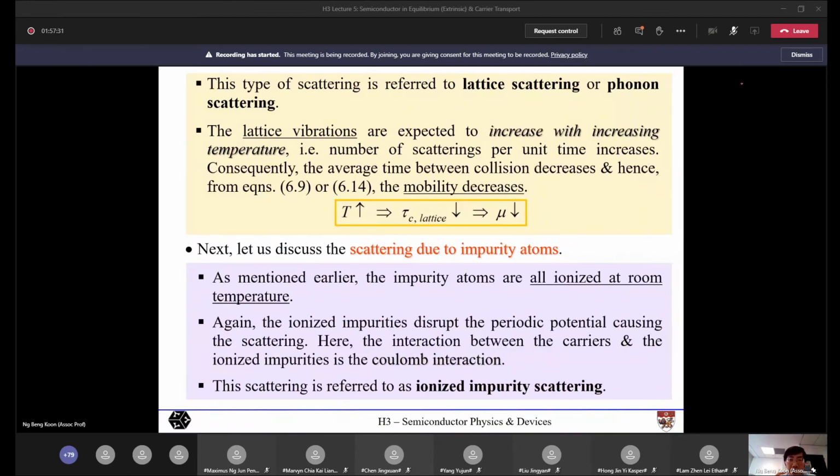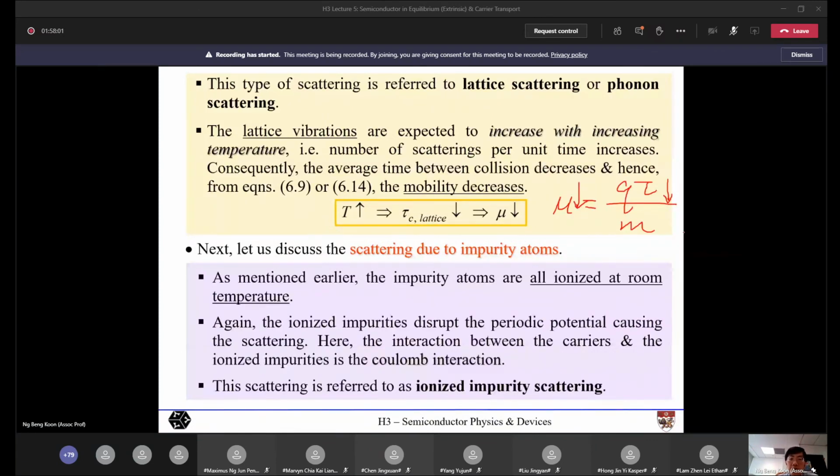Okay, so if tau c decreases, from the definition of mobility, we know mobility is given by q tau over effective mass. So if your tau decreases, then your mobility actually will decrease as well. So in the case of lattice scattering, if temperature increases, it will cause the mobility to drop. That's the thing that I need you to understand.